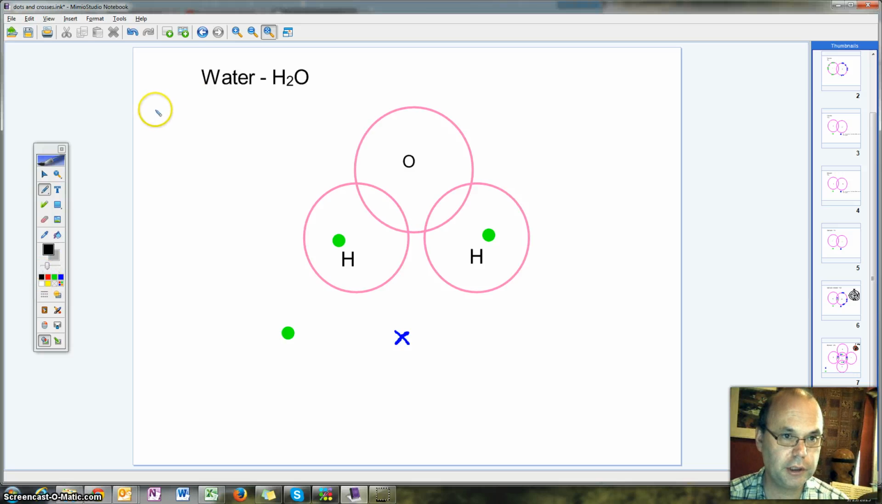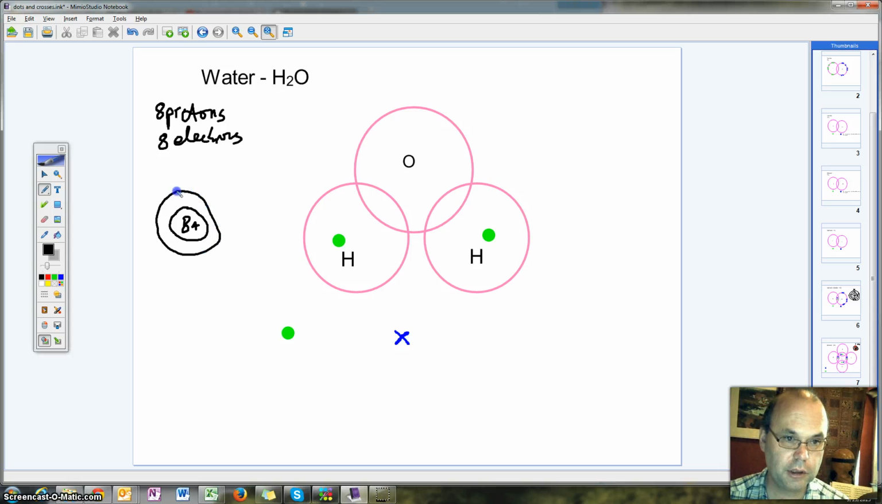We look on the periodic table. We see its atomic number's 8. That means it's got 8 protons and 8 electrons. So let's put our 8 protons in the middle, in the nucleus, and around that we're going to put a couple of energy levels, and now we'll fill in our electrons.